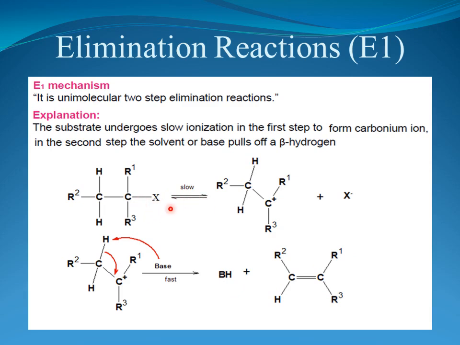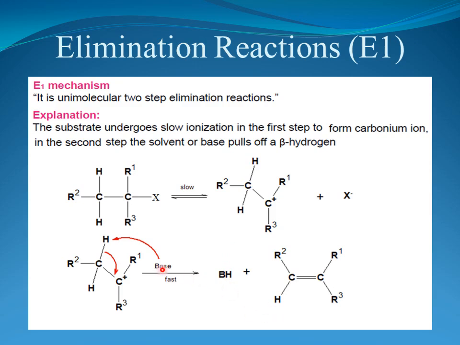in which this X atom is going to be eliminated, giving us a cation and an anion. In the second step, the base is going to abstract the beta hydrogen. Now why is this a beta hydrogen? Because the halogen atom was attached to this carbon atom, so this is alpha carbon, and the carbon next to it is beta carbon. Therefore, these two hydrogens will be called beta hydrogens. So the base is going to abstract this proton. The bond between carbon and hydrogen will shift between these two carbon atoms, giving you a 1,2 elimination product.